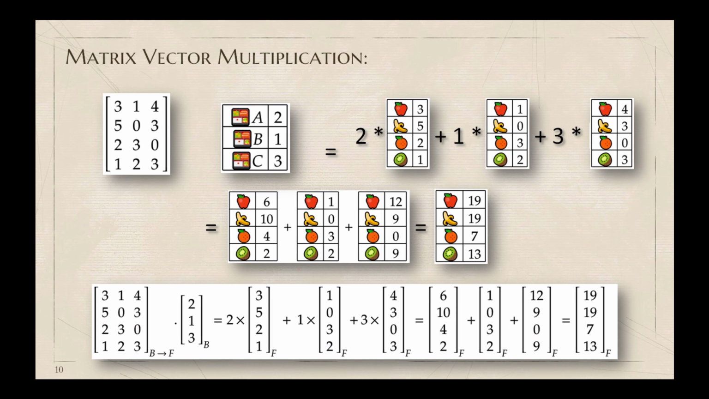Pay attention to the world indicator or the subscript I have used with each entity here. The 2, 1, 3 is a combination of boxes, so it is actually a vector in box world, and that's why it has a subscript or world indicator B. The matrix translates this box vector into a vector in fruit world. That's why the subscript for it reads as an arrow going from B to F.